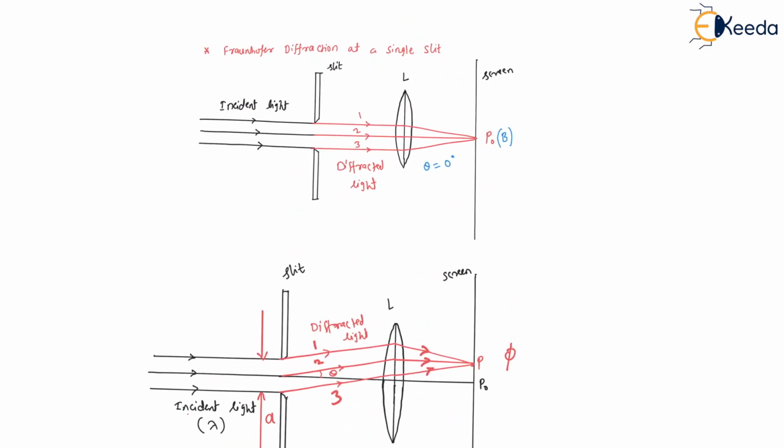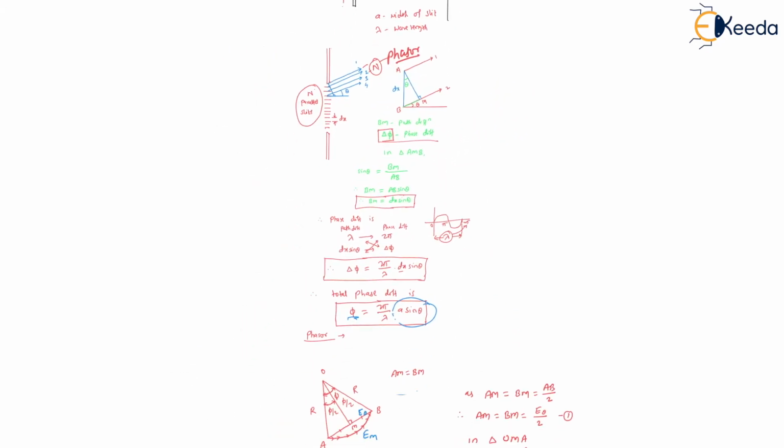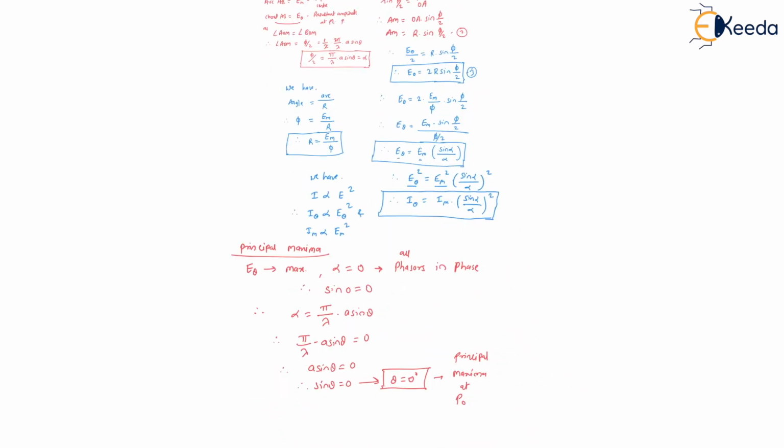And we know where P naught is. See, this one, this P naught. So this P naught is the principal maximum, which is obtained at theta equal to 0. Now we will find out the condition for minima.